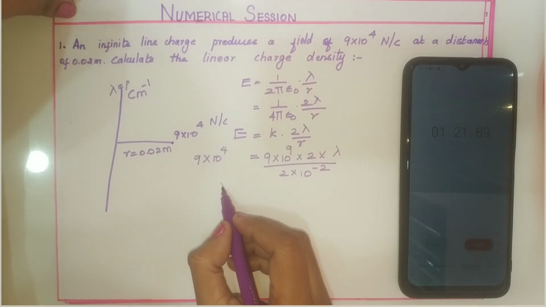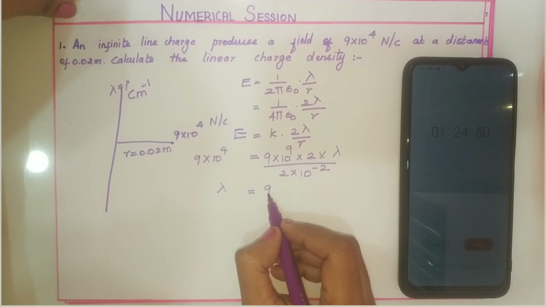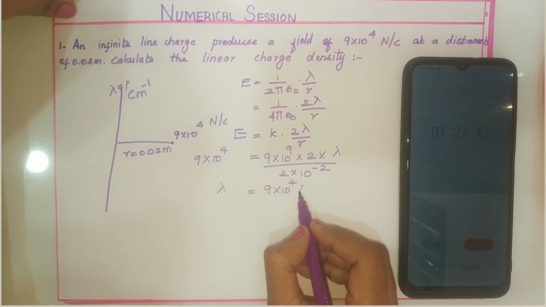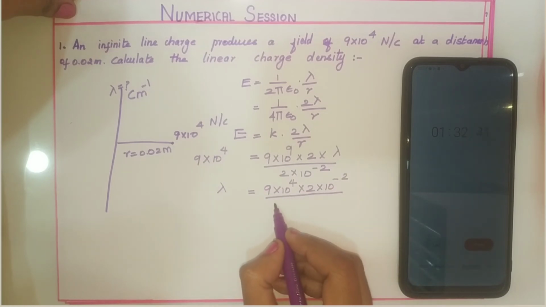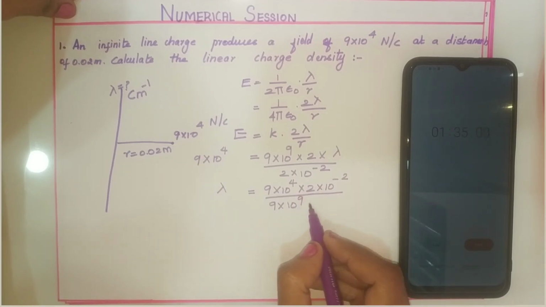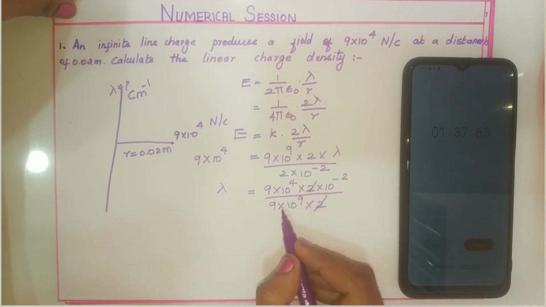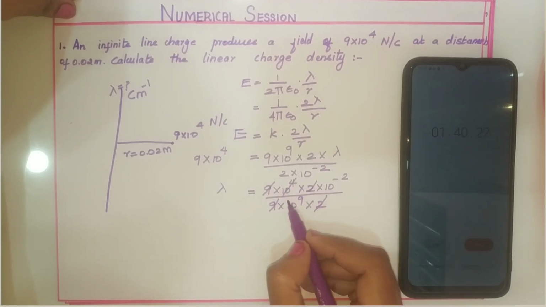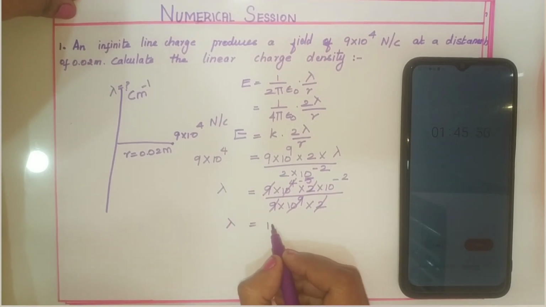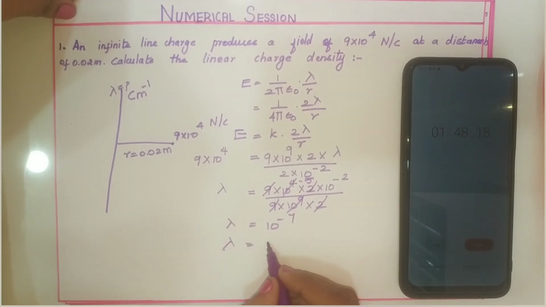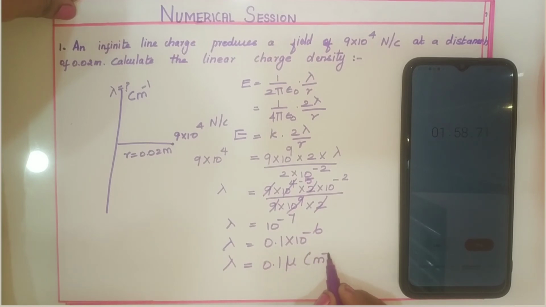Now we have to bring lambda to one side. So what we get is 9 into 10 power 4 into 2 into 10 power minus 2, divided by 9 into 10 power 9 into 2. 2 and 2 get cancelled, 9 and 9 get cancelled. The powers cancel and it becomes minus 5. So lambda is equal to 10 power minus 7. Lambda is equal to 0.1 into 10 power minus 6, or we can write lambda is equal to 0.1 micro coulomb meter inverse.